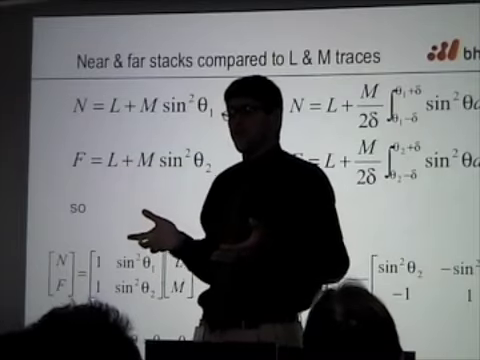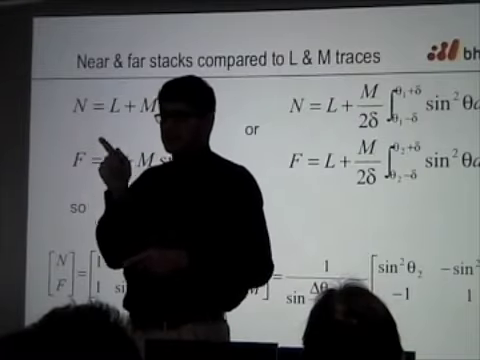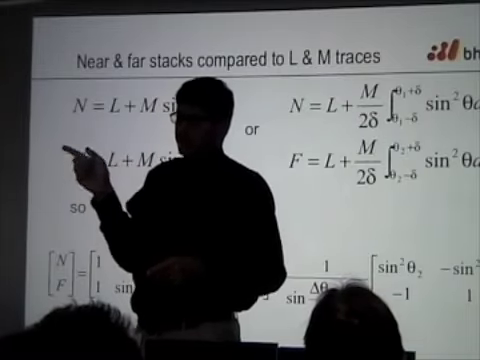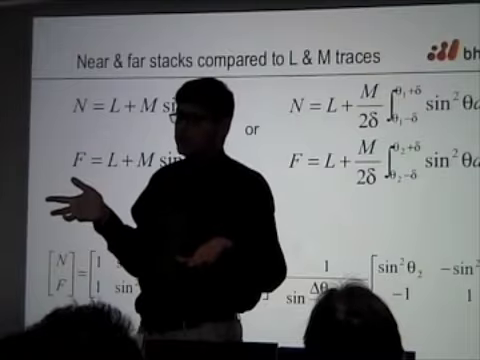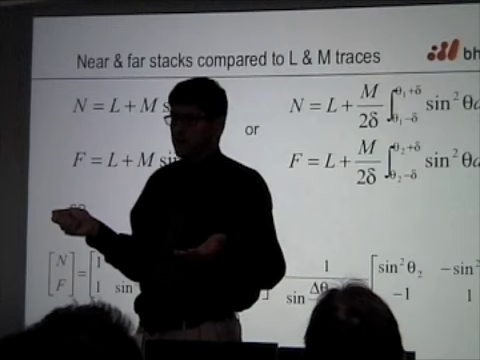For instance, a near and far stack. A near has 1s all the way out to some offset, and then 0s after that. And far is just the opposite. So if you multiply them together, you always have a 0. You sum a bunch of zeros together, right?